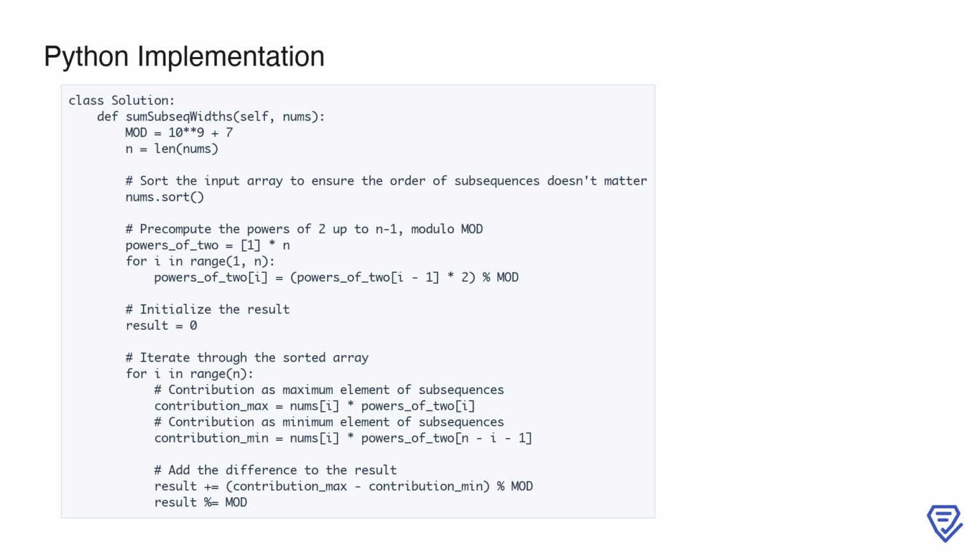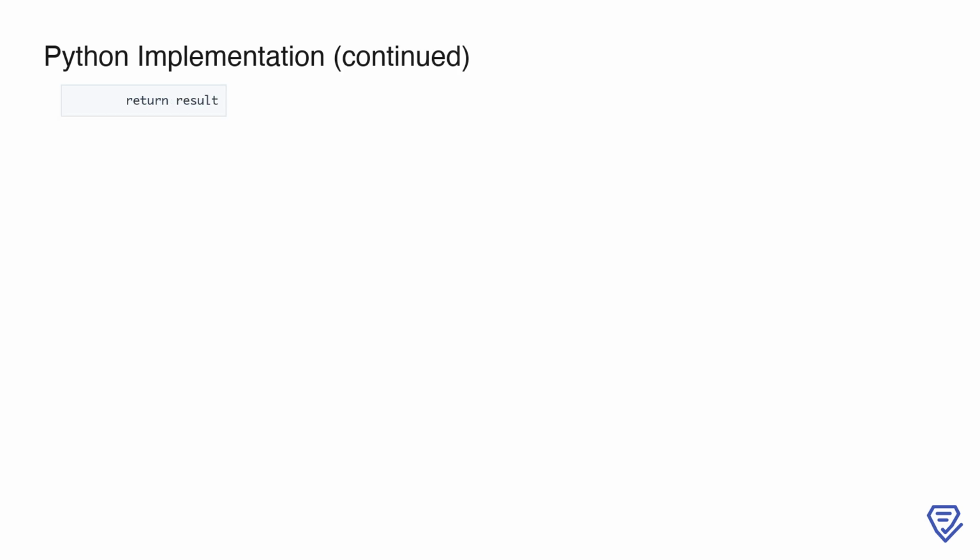The loop iterates through each element of the sorted array, and for every element, we calculate two types of contributions. First, the element's contribution as the maximum of subsequences, which is nums[i] times powers_of_2[i]. Second, its contribution as the minimum of subsequences, which is nums[i] times powers_of_2[n - i - 1]. The difference between these two contributions is added to the result, and we use modulo arithmetic to ensure the result stays within bounds. Finally, after processing all the elements in the array, we return the computed result.